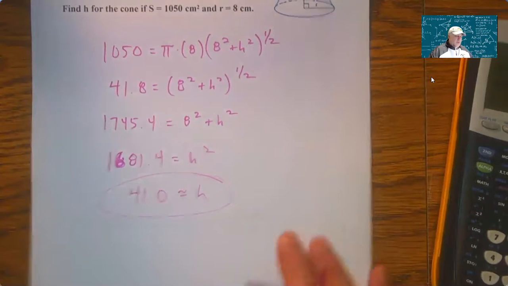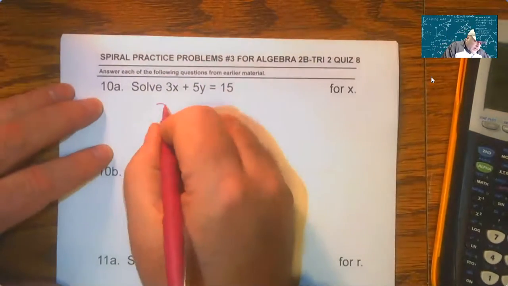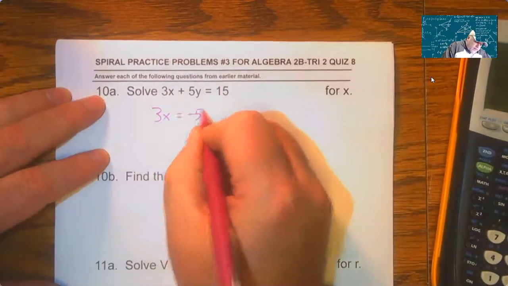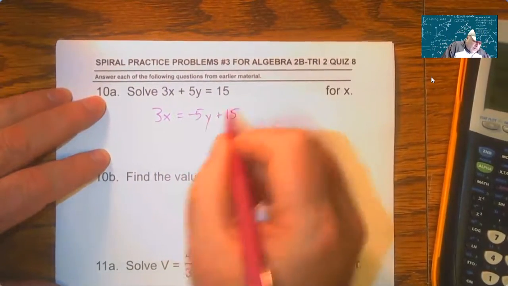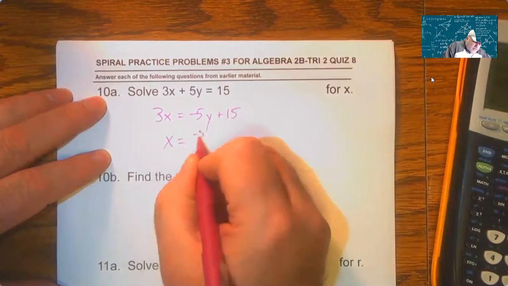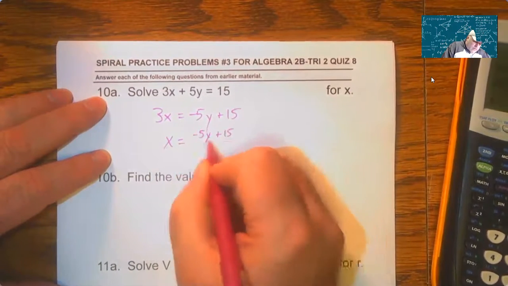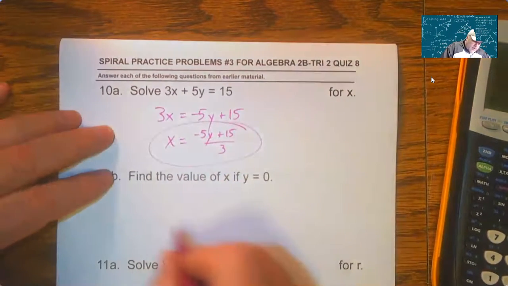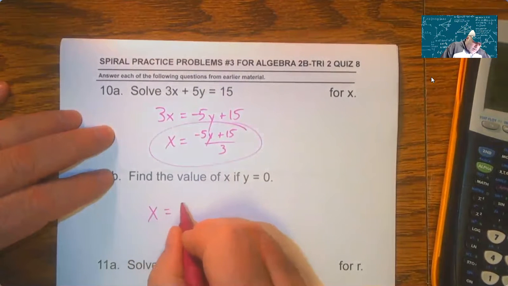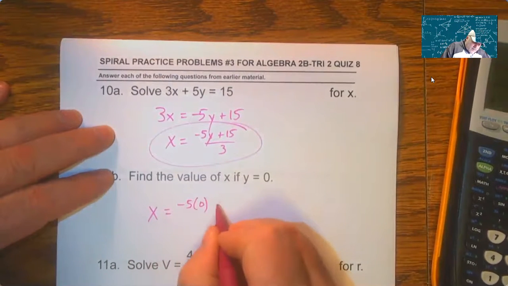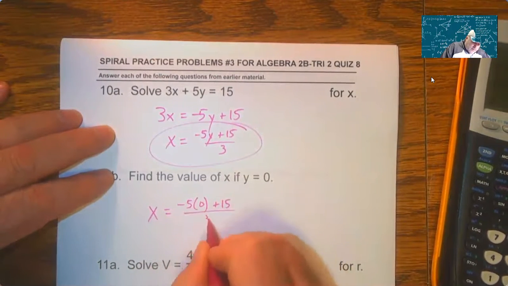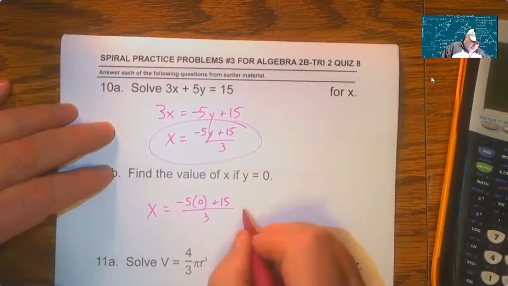And then the formula page, solve for x. So we have 3x equals negative 5y plus 15. Divide by 3. Put in 0. So negative 5 times 0 plus 15 over 3. And that'll be equal to 5.